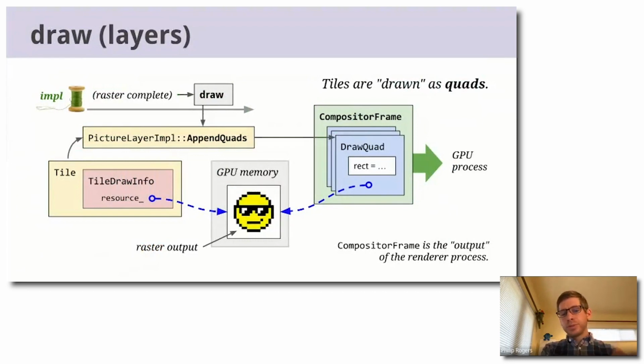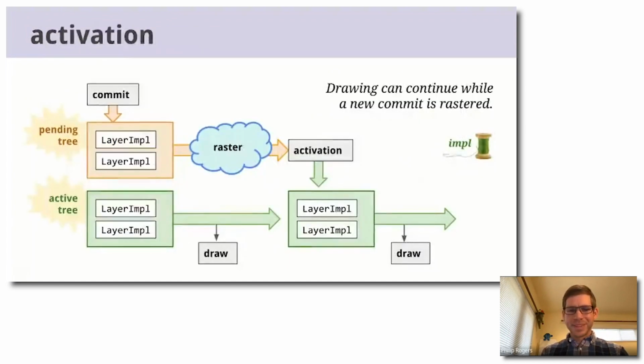Okay, so once we've drawn all of our tiles, we rasterize them all. We then package everything up into something called a composite frame. And this is the output of the renderer. And it gets sent to the GPU process. We're really close to pixels now.